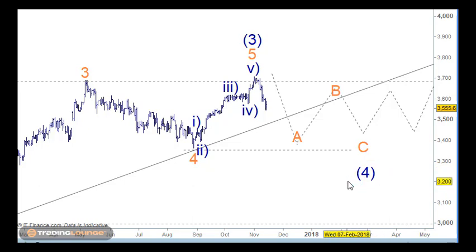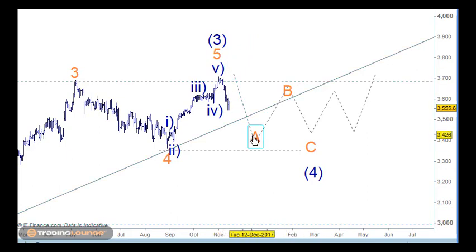Now, wave 4 can be quite a complicated structure. I've just got it here as an A and a B and a C as a starting point. Once we've completed this first leg down here, and this goes for the DAX and the AEX and so on, this first leg here is wave A. Wave A can be in 5 waves or it can be in 3 waves. B wave's always in 3 and C wave's always in 5, except in a triangle where it will be in 3 waves.